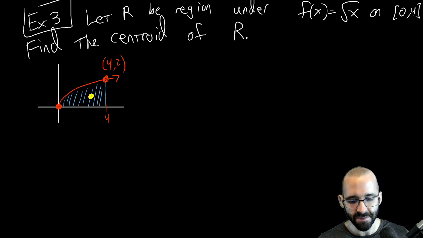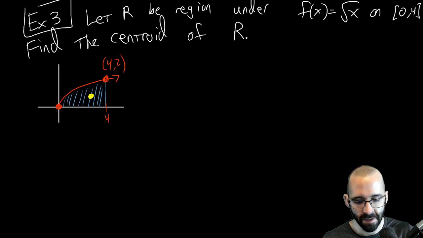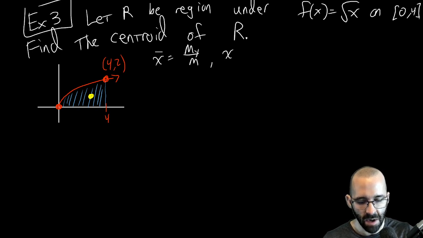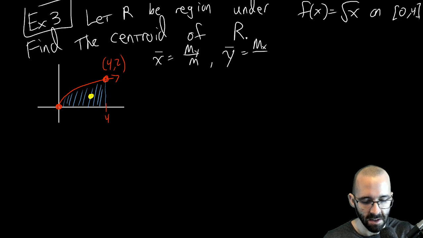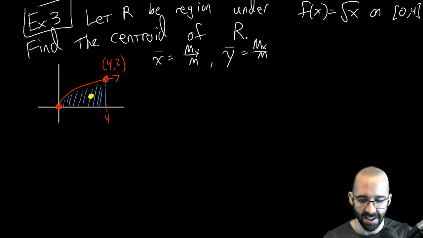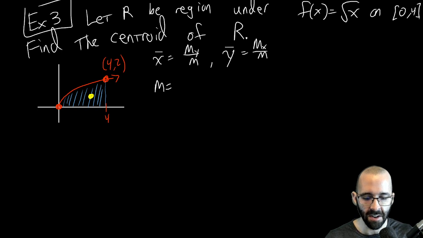Let's just do it. So we need x bar and y bar. x bar is the moment with respect to the y-axis over m. And y bar is the moment with respect to the x-axis divided by m. So we need these moments, we need the mass. That's a lot of integrals, guys. Okay. m is the area under the curve times the density.